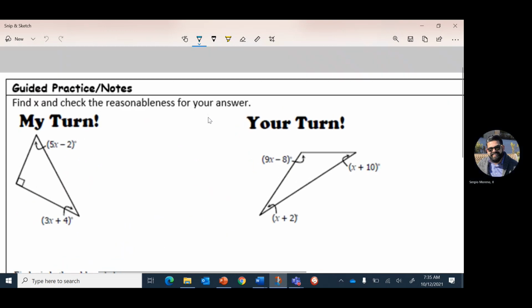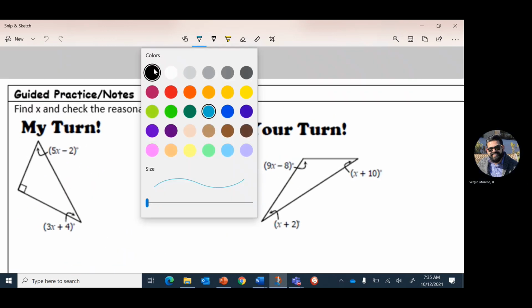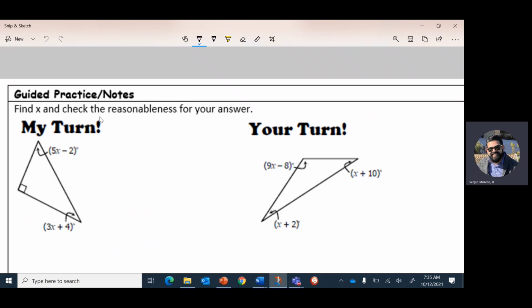Here it says find x and check the reasonableness of your answer. In this one, we're looking at the triangle sum theorem because we're looking at the interior angles, the three angles. Added up, they must always add up to 180 degrees. Here we have a 90, because of that little symbol, 90 degrees plus 5x minus 2 plus 3x plus 4.